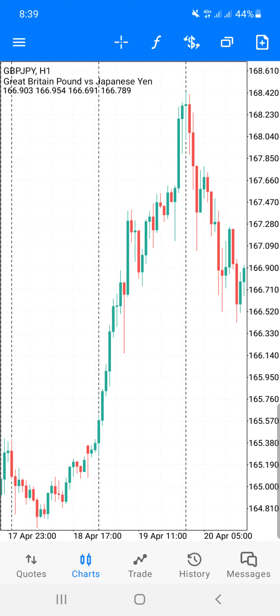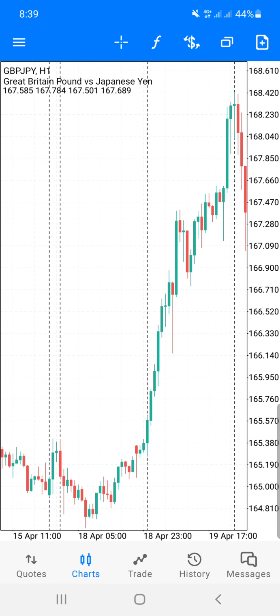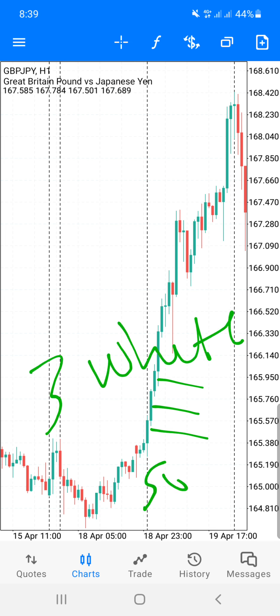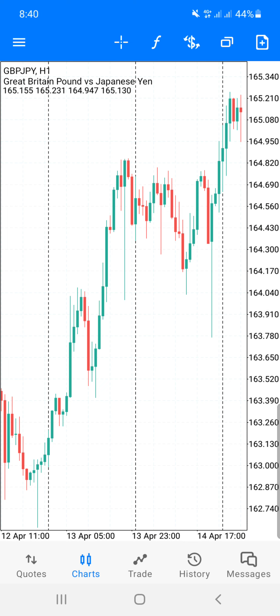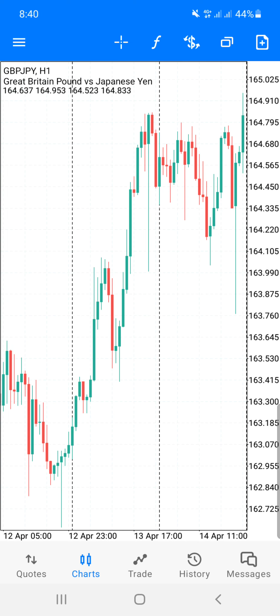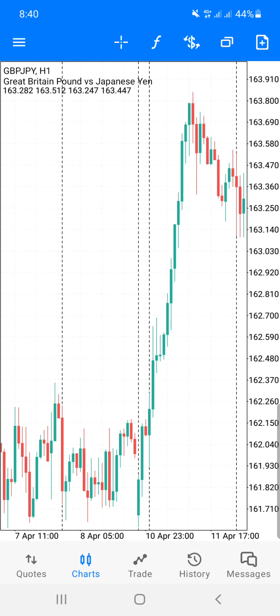So now I've given examples of three black crows. Let's look for three white soldiers to make our example better, right? Now I think this is, see this, see this, see this. Three white soldiers, telling you that this is an uptrend. The bulls are taking control of this market, right? Now let's check for one last example. Then we go to the next topic of interest.